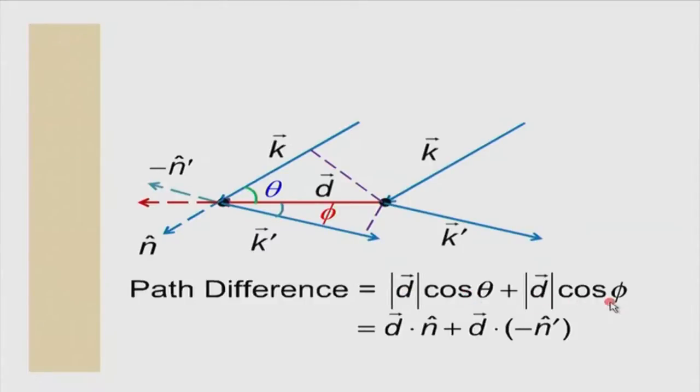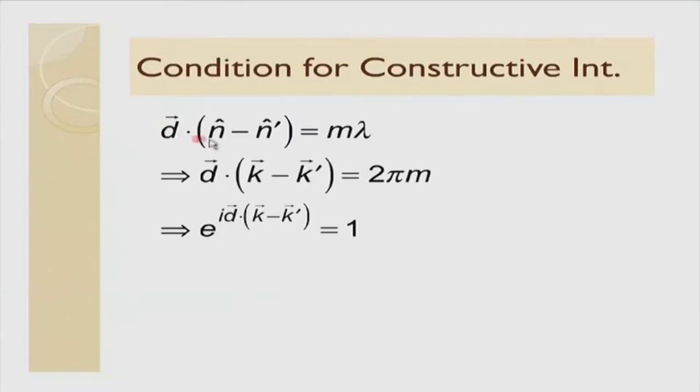Similarly, for d cos phi, the angle phi is the angle between n prime and d, because this is the d vector and this is the n prime vector. So I should take d dot minus n prime, which is what I have written here. So this will be the path difference. The overall path difference will be d dot n minus n prime, and it must be equal to an integer times lambda. I have written m here because I have used n already, so it makes no difference.